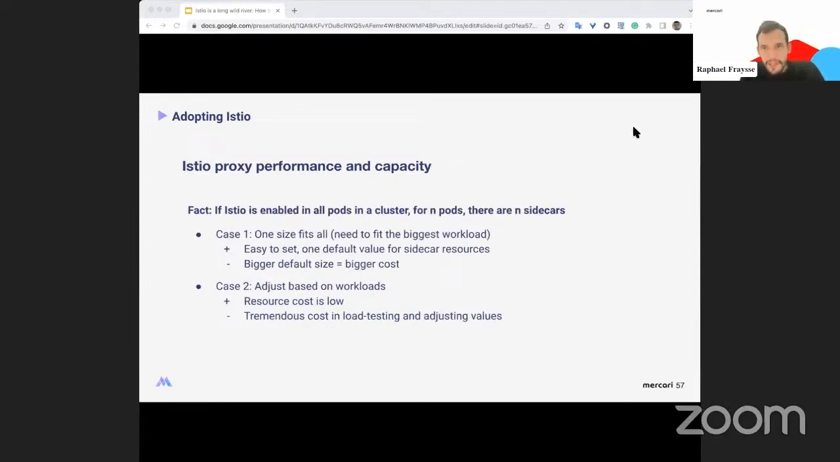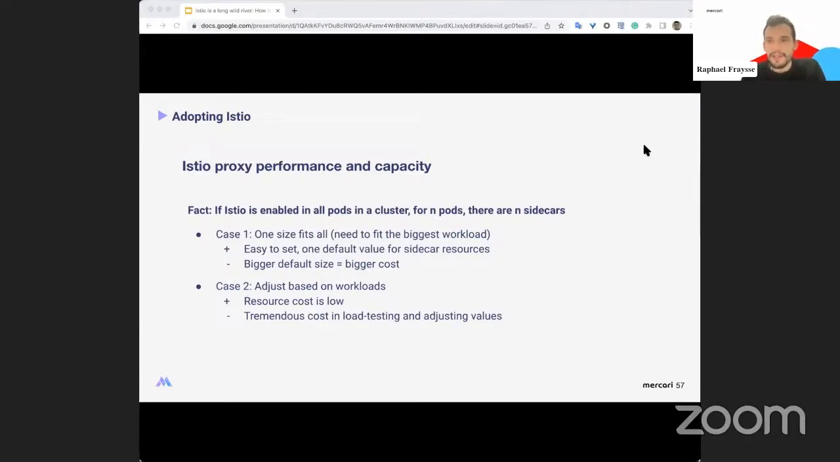And considering that, we need to think of the use cases that will give us an answer. And the cost part is basically about the compute cost of Istio. When we have n pods in a cluster, we will have the same n sidecars. That is the base for our calculation.